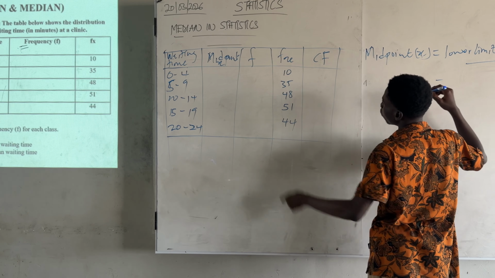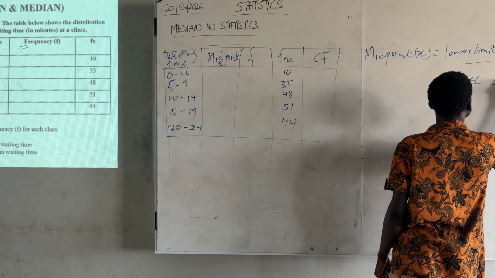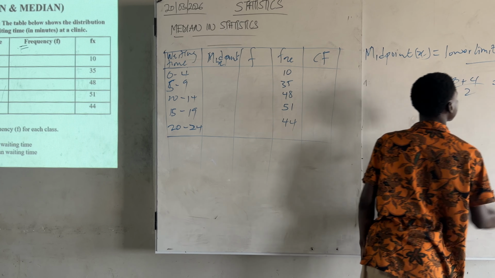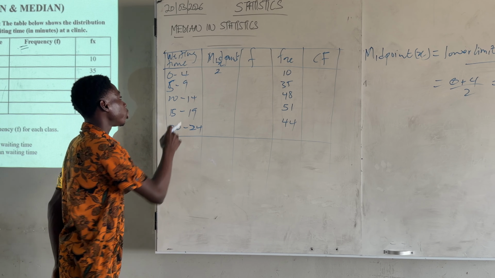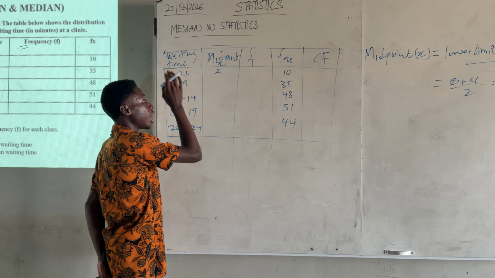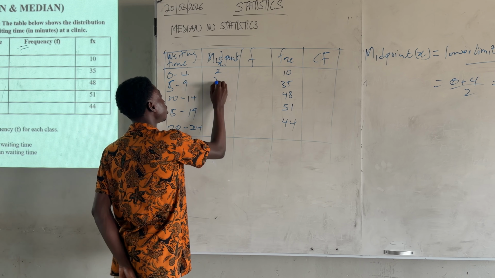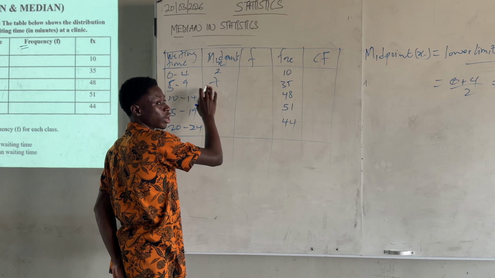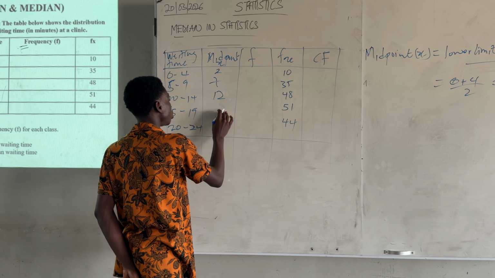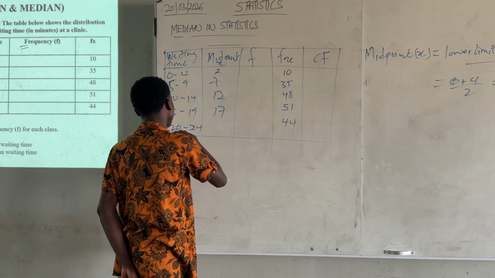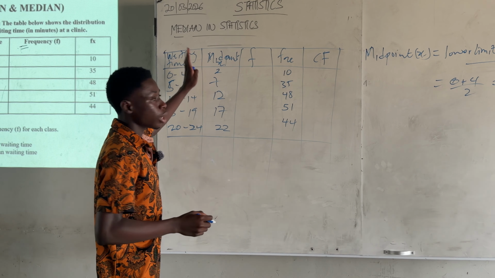So let's solve for the first one. That's 0 plus 4 is 4, over 2 is equal to 2. So the first midpoint is 2. Now the second midpoint: 5 plus 9 divided by 2 is 7, 10 plus 14 divided by 2 is 12, 15 plus 19 divided by 2 is 17, 20 plus 24 divided by 2 is 22. Okay, so we've gotten our midpoints.